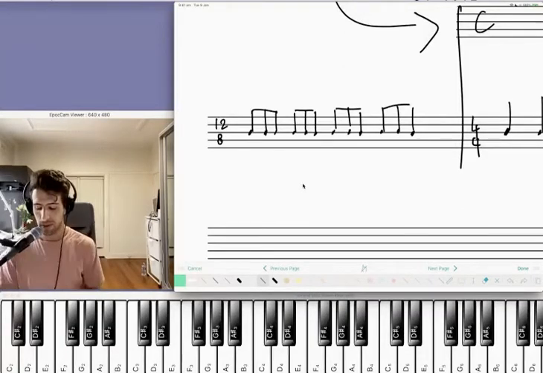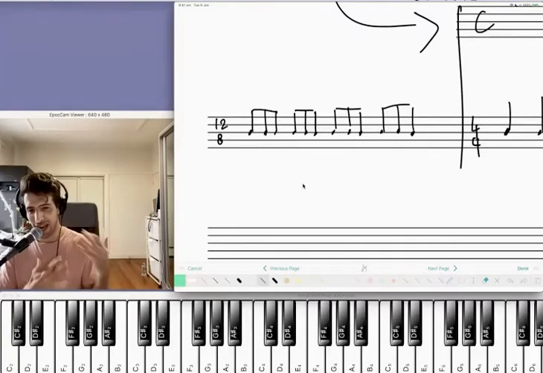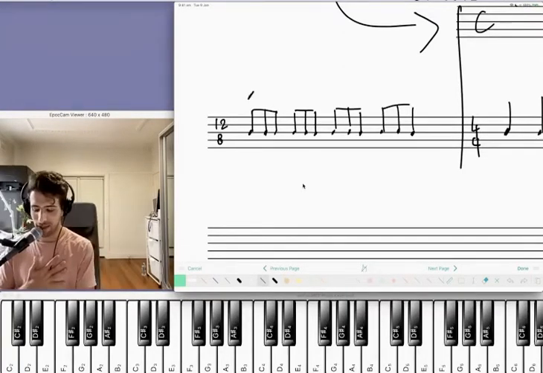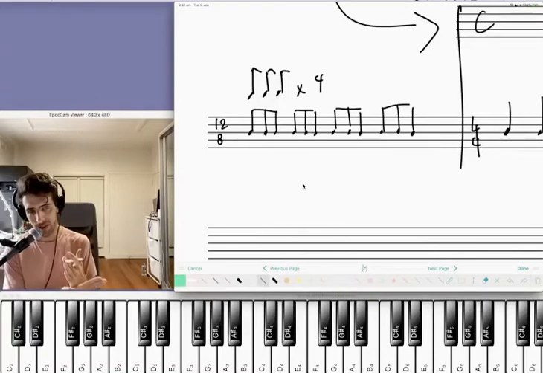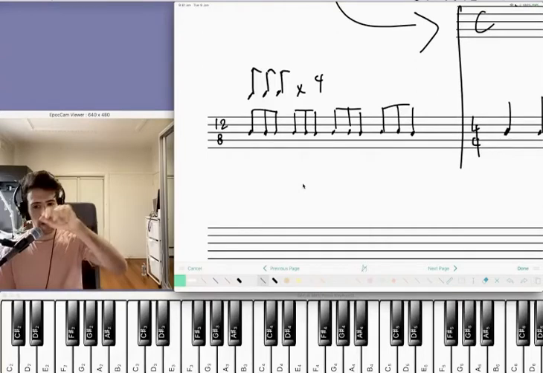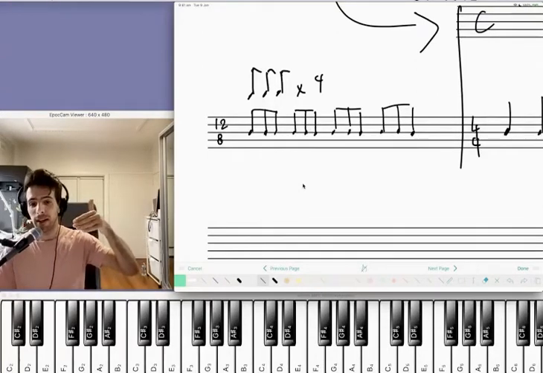We haven't really talked about beams and stems and how they join together. But if I didn't join these together, they would just be twelve eighth notes. But for neatness's sake, and also to emphasize where the accent of the rhythm goes, they join into 4 groups of 3. Da ba da, ba ba da, ba ba da, ba ba da. So the strength of the beat goes on 1, 2, 3, 4. So it's still effectively a 4-4, but it's got a little bit more of a swing feel.